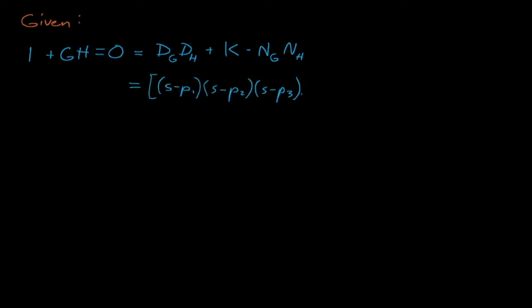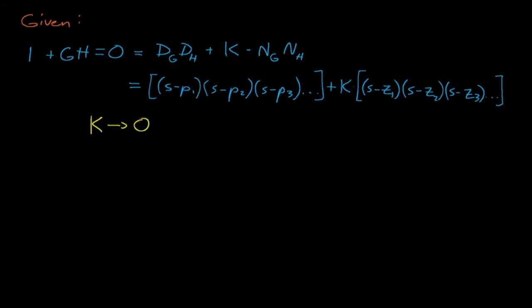When we simplify our characteristic equation so that it contains no double fraction terms, it becomes equal to the denominators of g and h plus k times the numerators of g and h, written again here using the pole and zero terms. As the gain k approaches 0, our characteristic equation becomes equal to just the denominator terms, which means that the poles dictate the roots of the characteristic equation.